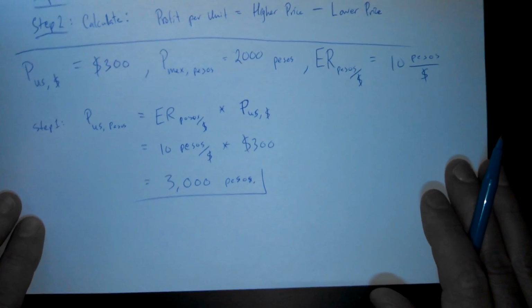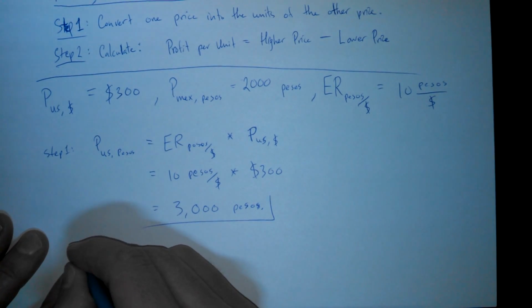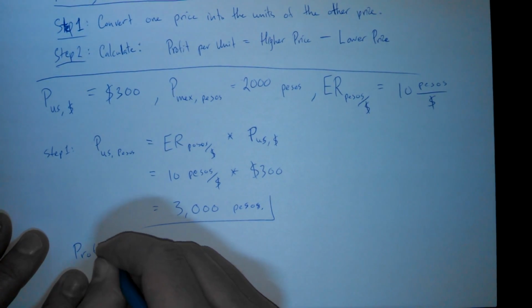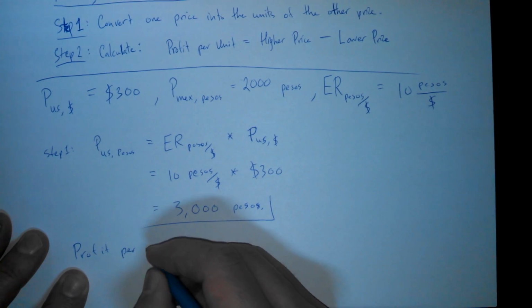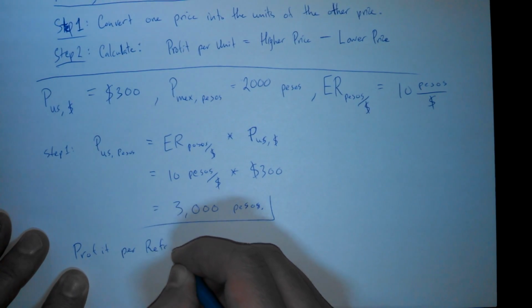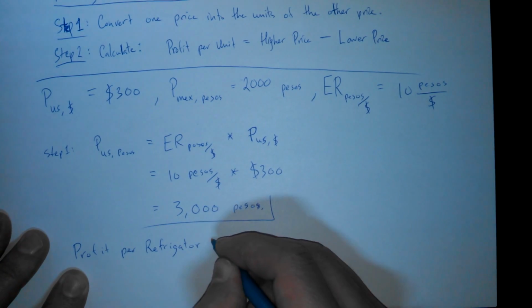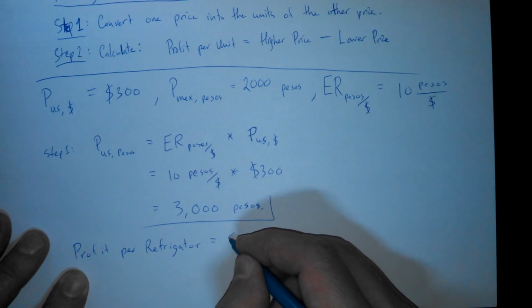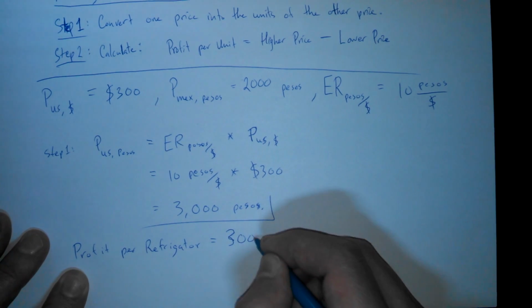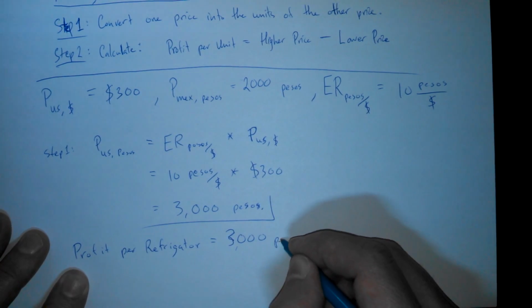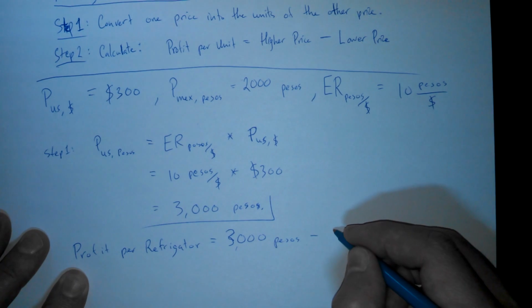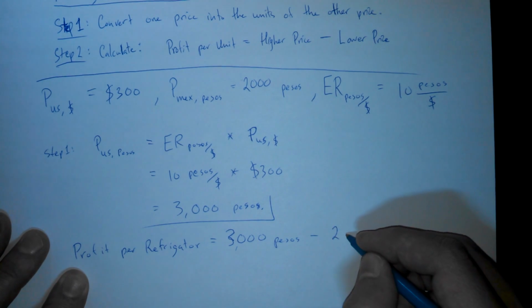So let's go ahead and do that. The profit per, let's just call it profit per refrigerator, to make it a little bit more concrete, is going to be equal to 3,000 pesos, the higher price, minus 2,000 pesos.